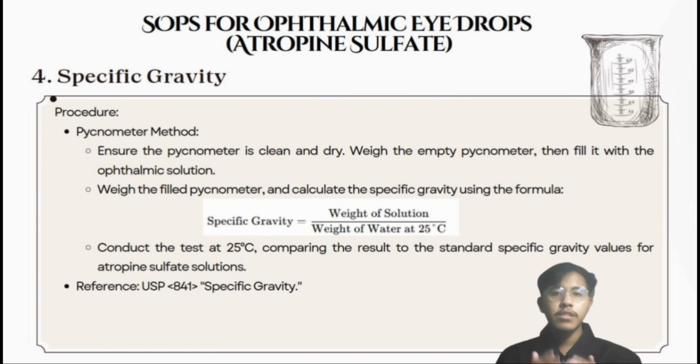The specific gravity test measures the solution density relative to the water. A clean pycnometer is weighed empty, filled with the solution, and weighed again. Specific gravity is calculated as the weight of the solution divided by the weight of the water at 25 degrees Celsius. This test adheres to USP 841.